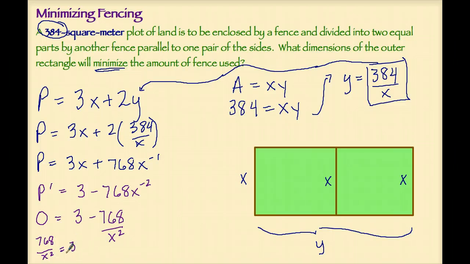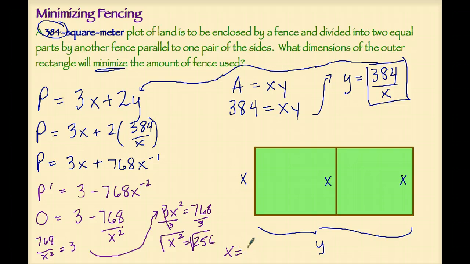When we multiply both sides by x squared, we'll get 3x squared equals 768. Dividing both sides by 3 gives us x squared equals 256. Take the square root of both sides, and of course we neglect the negative root here.